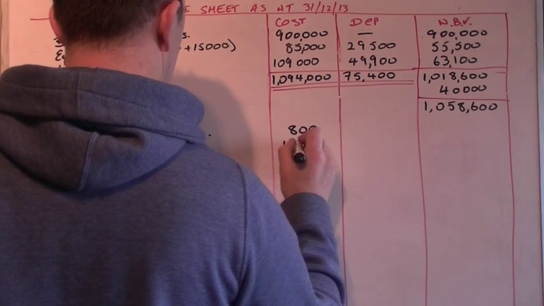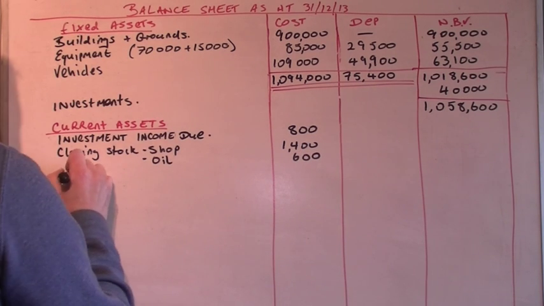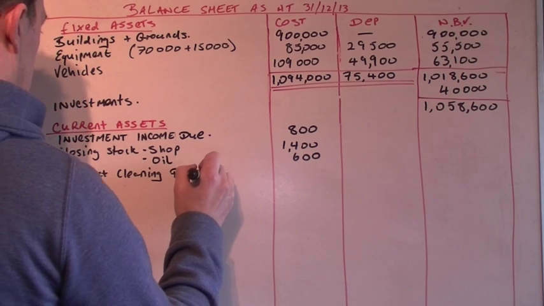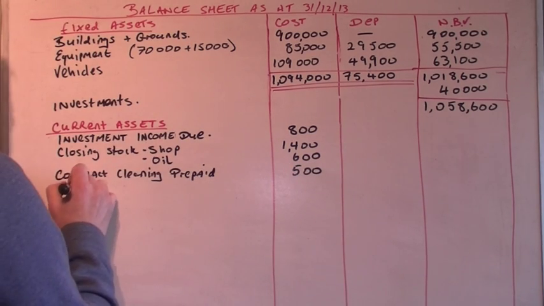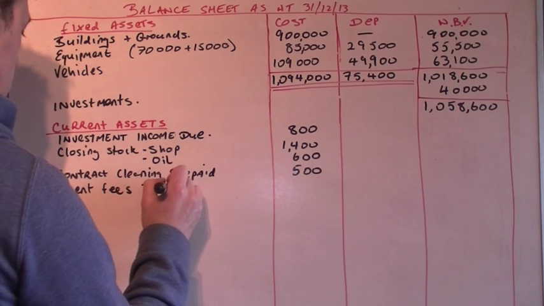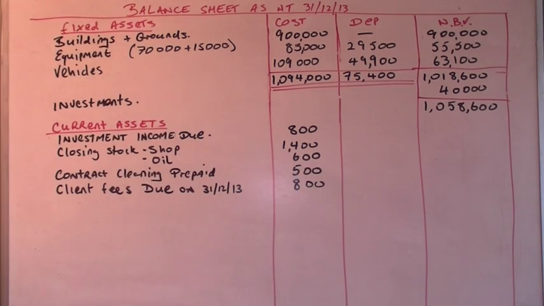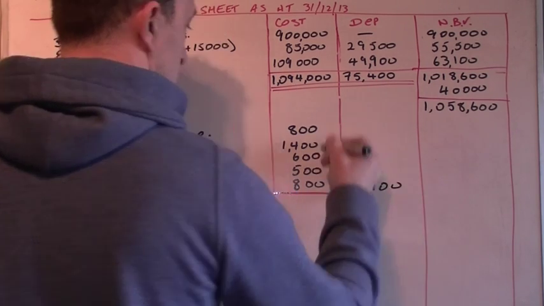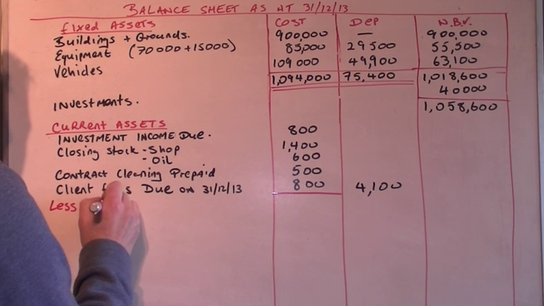Then we put in our closing stock for the shop and for oil. That's 1,400 and 600 for oil. Our next item is contract cleaning prepaid, and the figure for contract cleaning prepaid, we're told, is 500. Then we have our client's fees which are due, that's 800, giving us a total of 4,100 for our current assets.